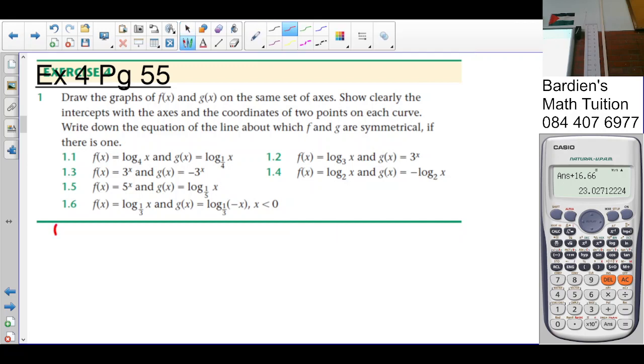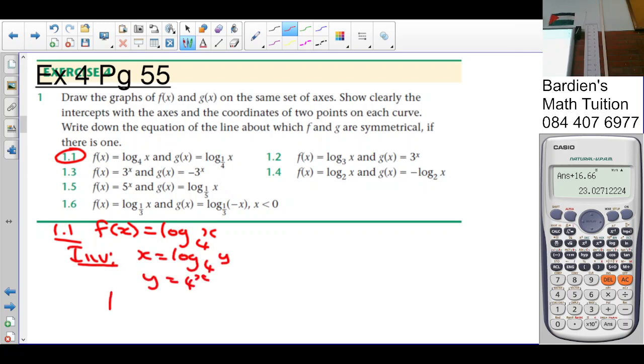Number 1.1. So we got f of x equals log x base 4. Okay? So if I go for the inverse function, interchange x and y, so x is equal to log y base 4, so y is equal to 4 to the x. But do the table for this here, it will be x and y, minus 1, 0 and 1, will be a quarter, 1 and 4.